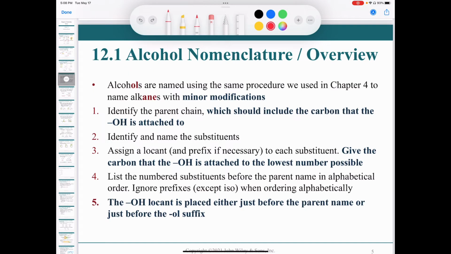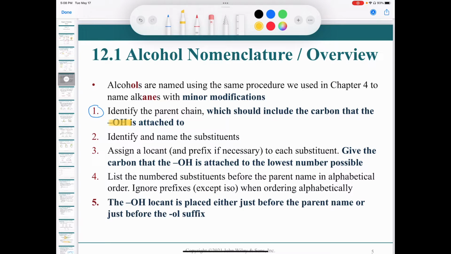Now, how do we go about naming alcohols? It says here that alcohols are named using the same procedure that we used in Chapter 4 to name alkanes, but with a few minor modifications. Let's check those out. First one is we want to identify the parent chain. However, the parent chain has to include the carbon that the hydroxyl is attached to. Therefore, if we find the longest chain, but it doesn't contain the hydroxyl, it's not considered the parent chain. It's got to contain that hydroxyl.